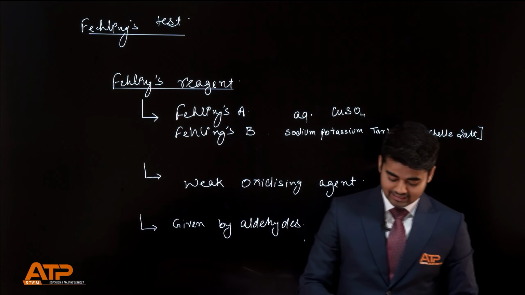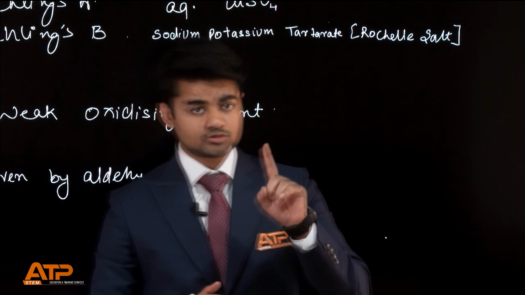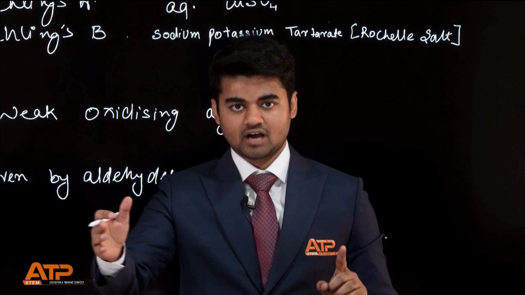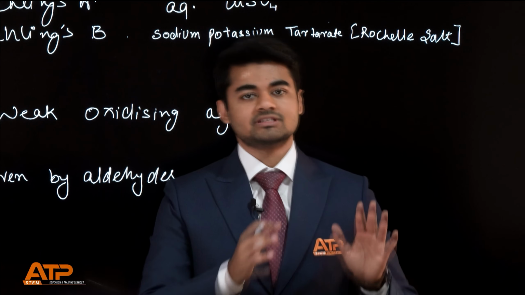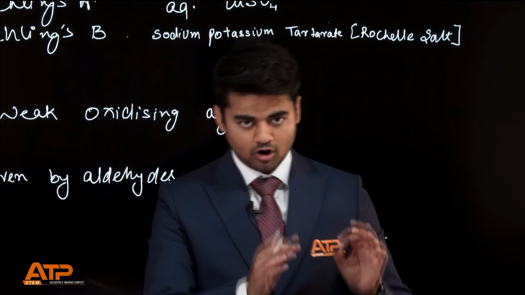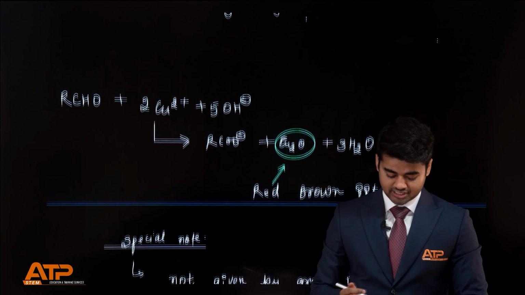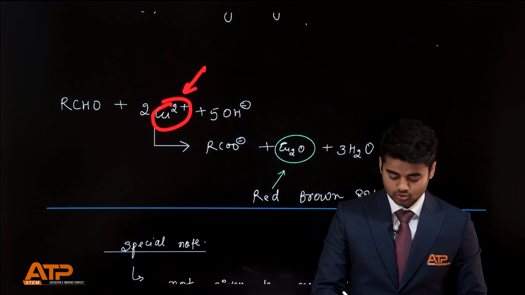salt. Alright, let's see. Just like Tollens reagent, it is also a weak oxidizing agent, so it is capable of oxidizing aldehydes to their respective carboxylate ions, but it won't oxidize ketones as ketones resist oxidation. So that is what we have written here. Let's move forward to check the reaction. We have an aldehyde here, copper 2+. The source of this is CuSO4.